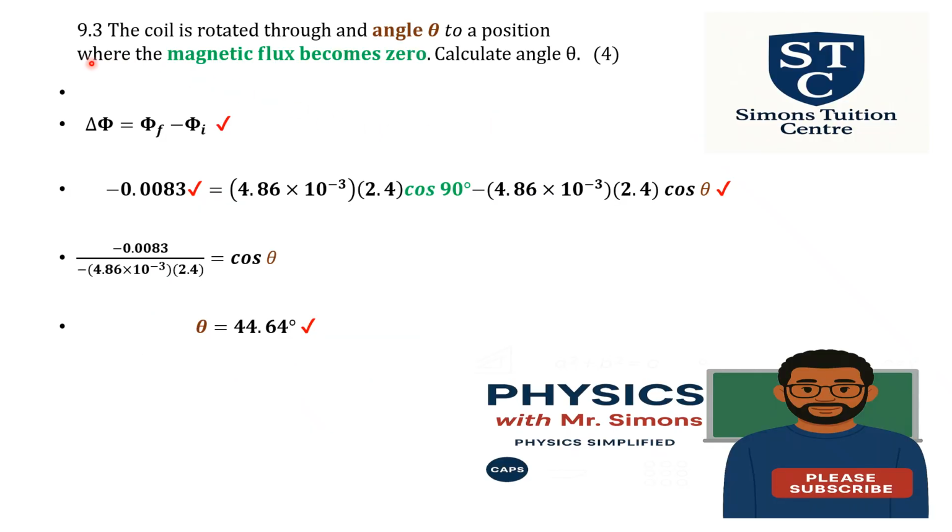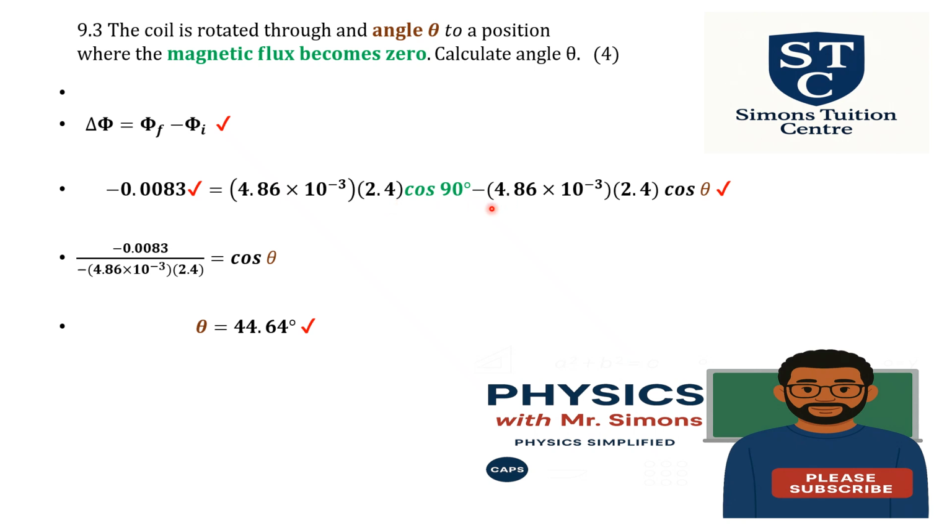Alright, now 9.3, they say the coil is rotated through an angle theta to a position where the magnetic flux becomes 0. Calculate angle theta for 4 marks. So it's rotated, so we have a change in magnetic flux, which equals my final magnetic flux minus my initial magnetic flux. So we just calculated the change in magnetic flux as 0.0083 Weber. My final became 0, so 0 cos 90 is 0, and 0 times anything stays 0. 4.86 times 10 to the negative 3 times the magnetic field strength of 2.4.